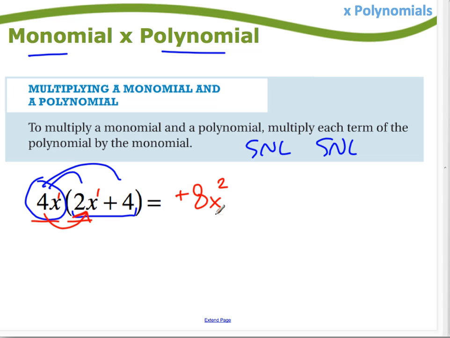Now let's do the second product. That's where I have to take this first number again and multiply it by the second one. So again, I look at the sign, positive times positive, it's going to be positive. Notice I wrote that as a plus. 4 times 4 is 16, and x, there's no x over there, so x to the first will just stay. So that would be my product.